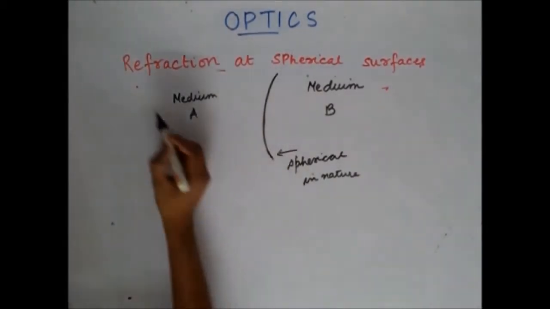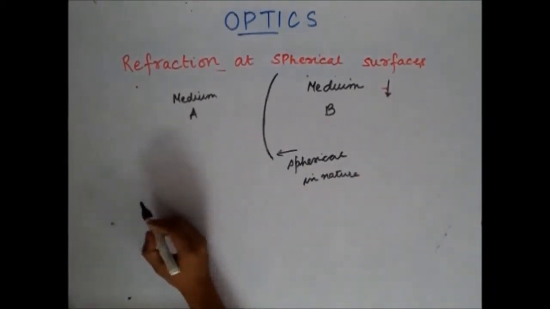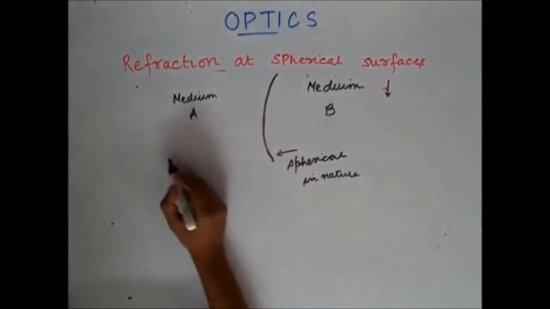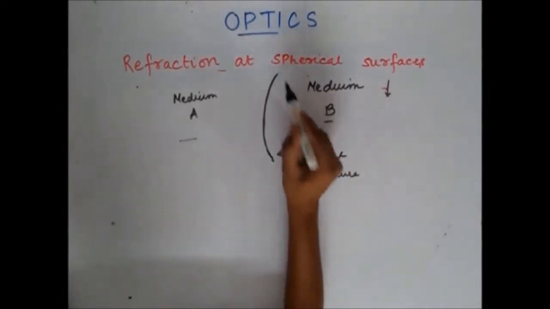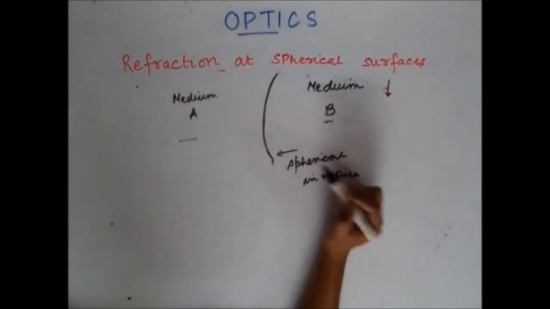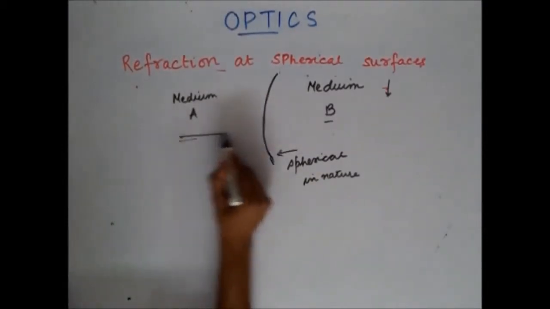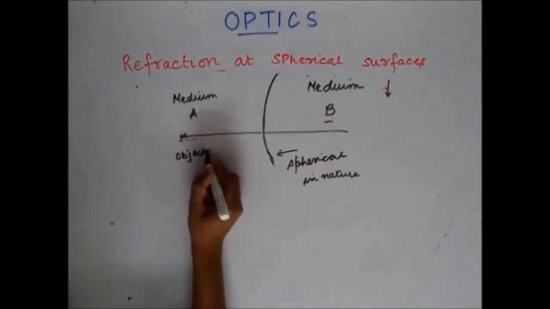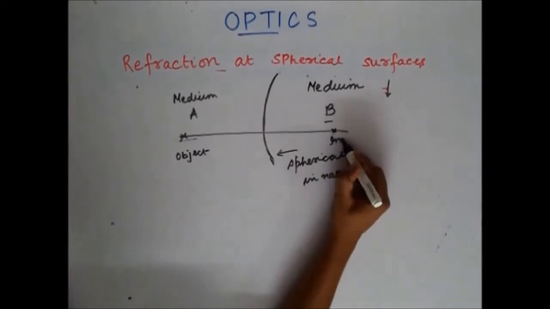Now, in this topic, let's assume that we have a single refracting spherical surface. In this case, we have two media, medium A and medium B, and the surface which separates medium A from medium B is a spherical refracting surface. Let's assume that we have an object at this point, and this object has an image at this point.